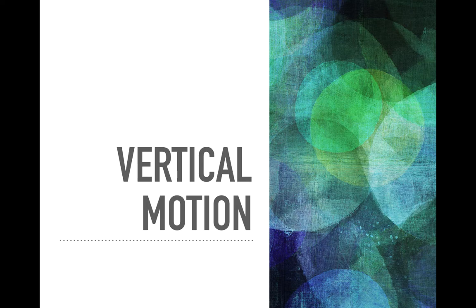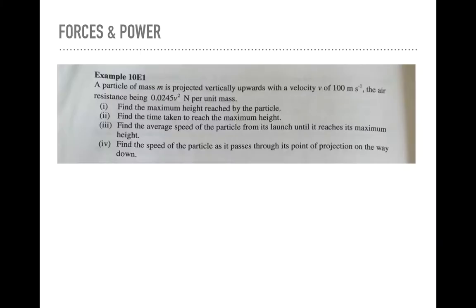Okay, question 2 is a vertical question. What you need to include here is the weight of the object. So don't forget the weight of the object. Just like in a pulley question, you'd include the weight because there's a mass. All right, so we have a particle of mass m projected vertically upwards. It's got a velocity of 100 meters per second. So when t is equal to 0, v is equal to 100. There are our initial conditions.